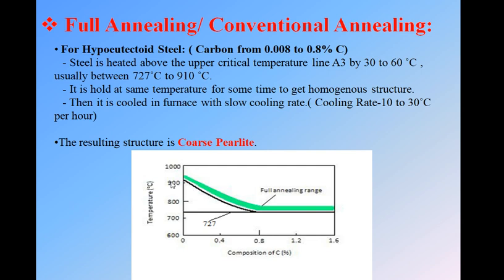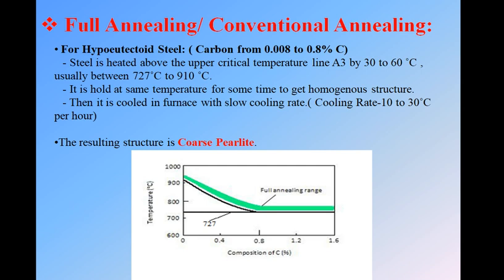Okay, next again same, we will hold the material at the same temperature for some time to get homogeneous. Always remember, we hold the material to get a homogeneous structure. Next, it is cooled in a furnace with a slow cooling rate. Cooling rate will be 10 to 30 degrees Celsius per hour. And next, after heating, holding and cooling, we get coarse pearlite structure.